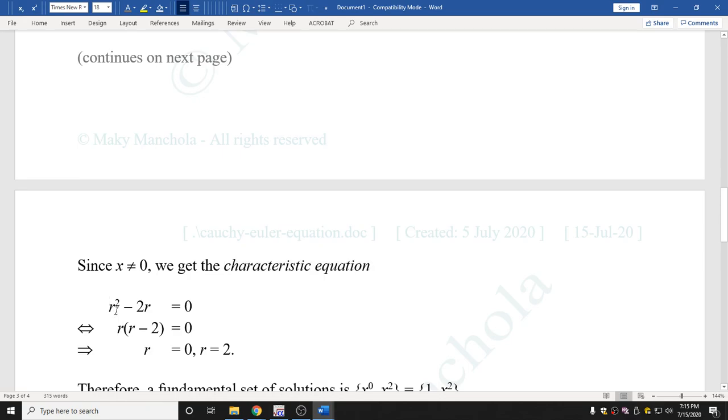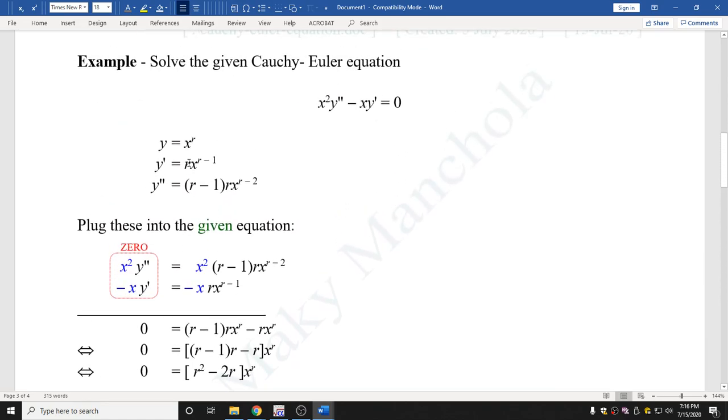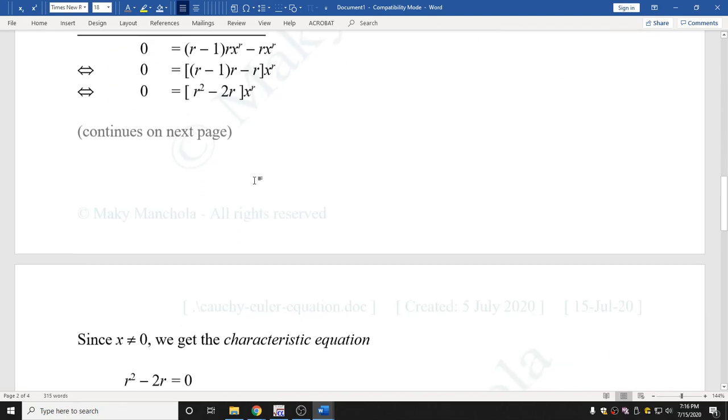So we can factor out r. We have r squared minus 2r. We can factor out the r. So we end up with r times r minus 2 equals 0. One solution is r equals 0, another solution is r equals 2. So therefore, we obtain two solutions out of this assumption. One of our solutions is y equals x to the 0. The other solution is y equals x to the 2.